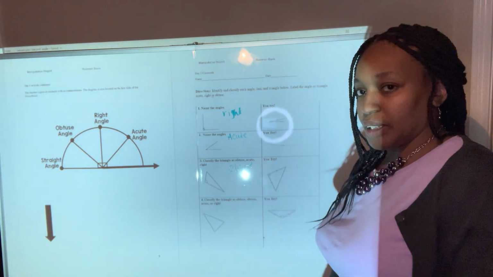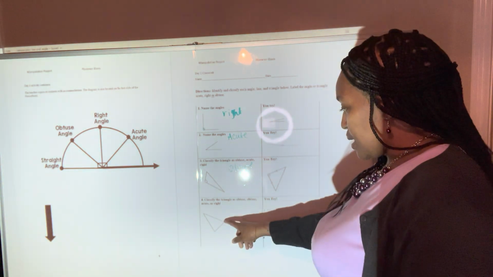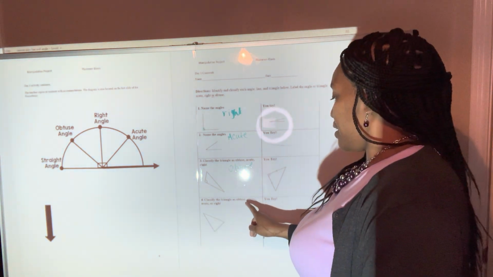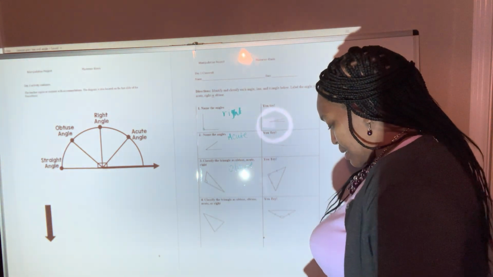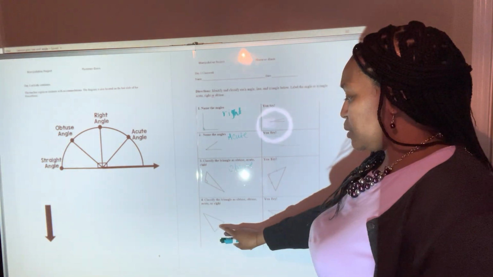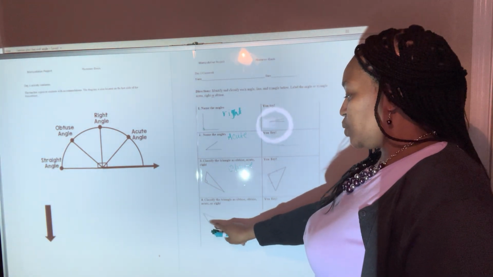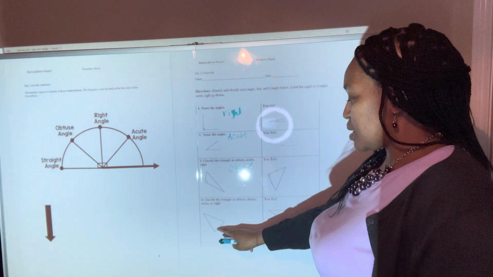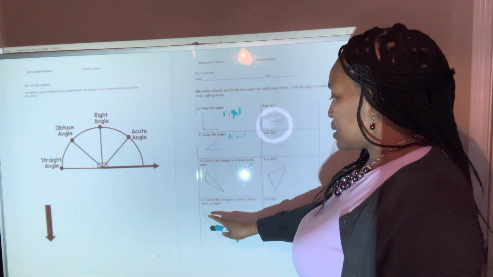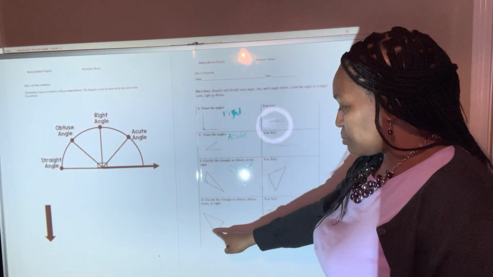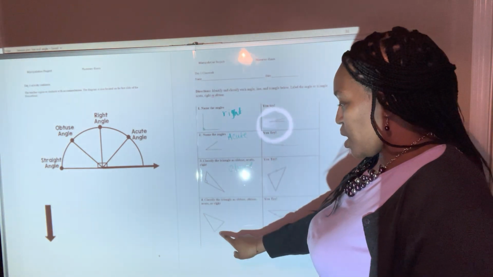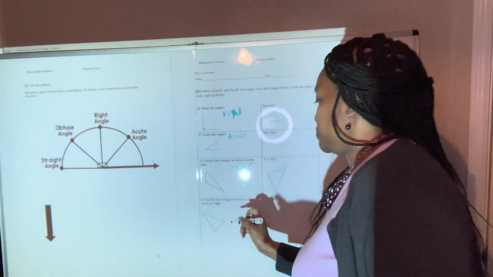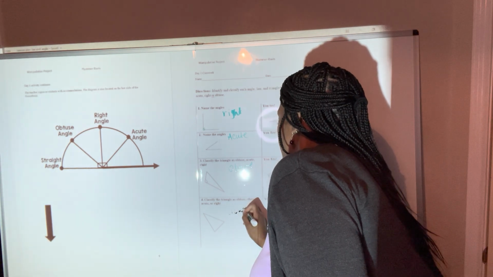So let's try our last one here as a class. Classify the triangle as obtuse, acute, or right angle. So same as the last one, this one could be a little tricky too. What do you guys think? So we know it's not really as big as an obtuse angle, right? Because the mouth is not that big. It's not a right angle, so it has to be a what? Acute angle. Very good. An acute angle.